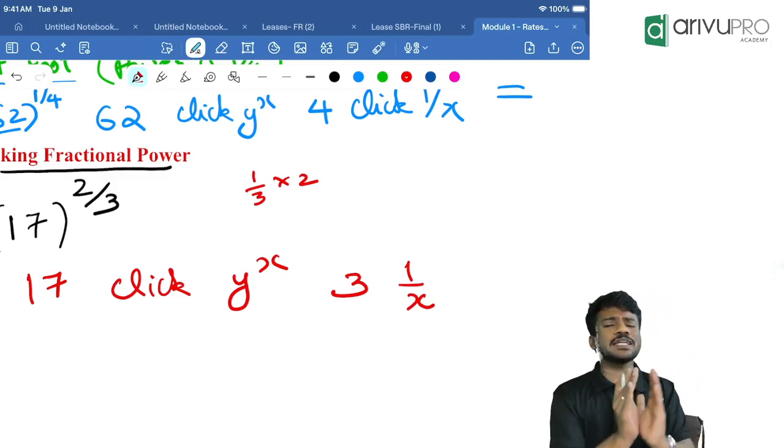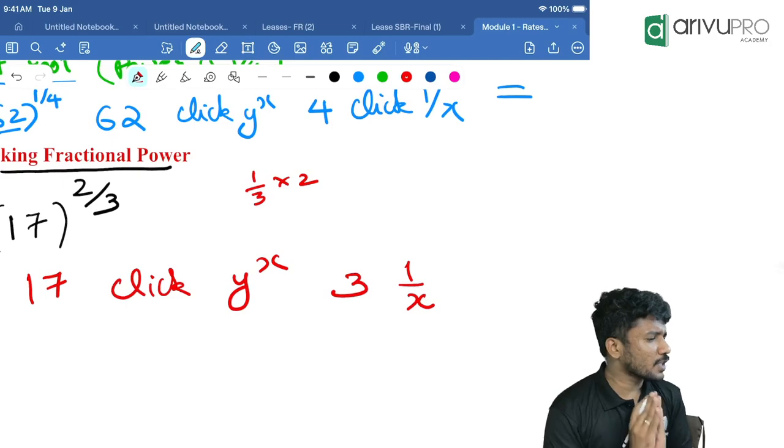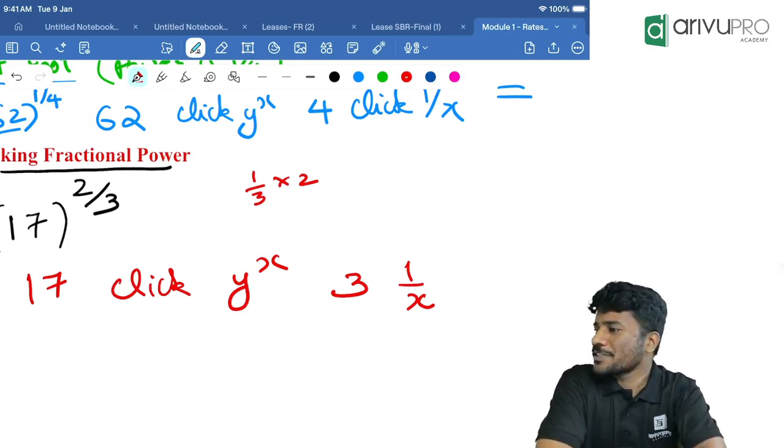Now, if you do it that way, what will happen to your final answer? Will you get the same answer? Can you suggest to me on that?